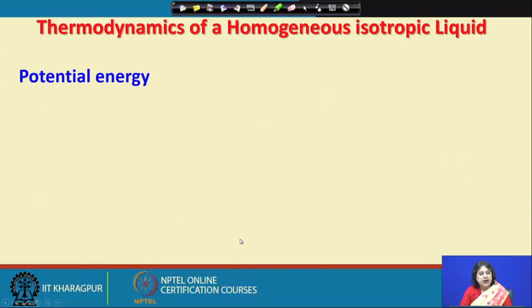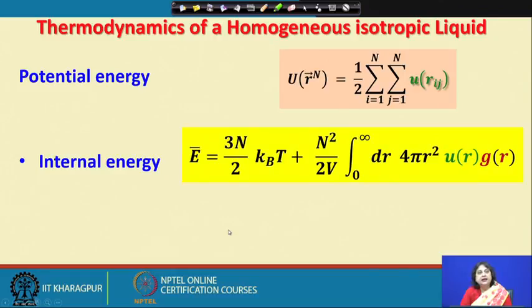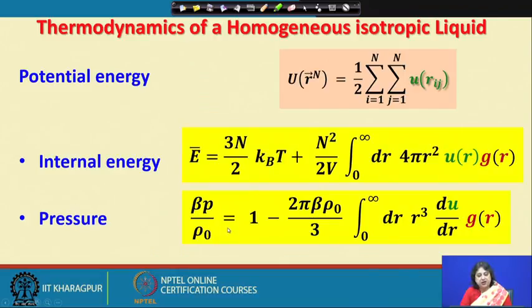And finally, if I know the potential energy of a system, I can express the internal energy and the pressure in terms of g of r. I am not asking you to work this out, rather I am trying to demonstrate here that the knowledge of the radial distribution function and the pair interaction gives you a handle to explain how the underlying structure and interaction can dictate the thermodynamic properties of a liquid.